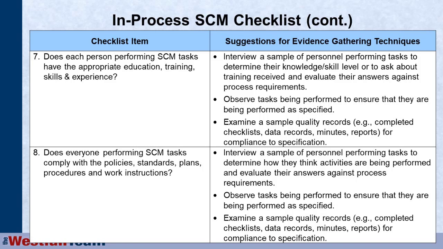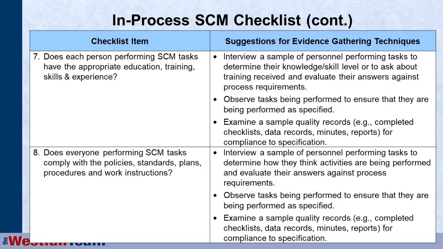Are the checklists completed? Are the appropriate data being recorded? Are the appropriate minutes there? Did the right person attend the meeting? Or did they delegate it down to a subordinate at such a low level that they don't have any decision-making authority? They've got to come back, get an answer, and then go back to the team.